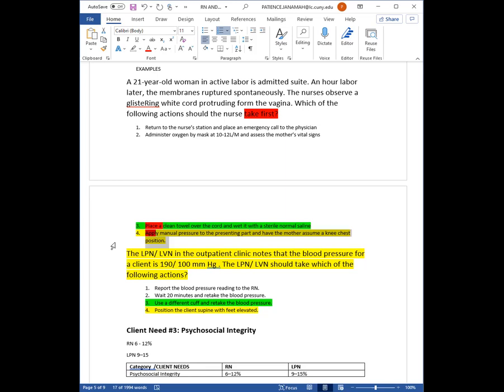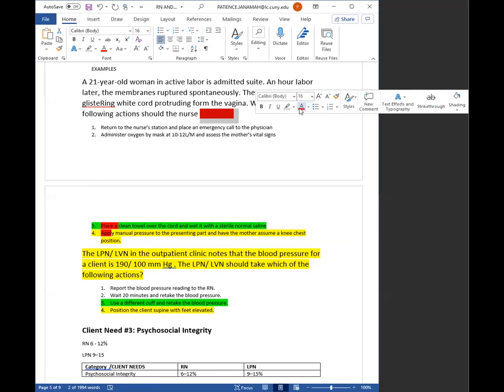If you don't do that, the baby is going to go into respiratory distress because the placenta and everything is detached. That's what it's telling you. If it detached, it's going to affect the baby, and the baby will go into distress. So this is labor and delivery. Any question?